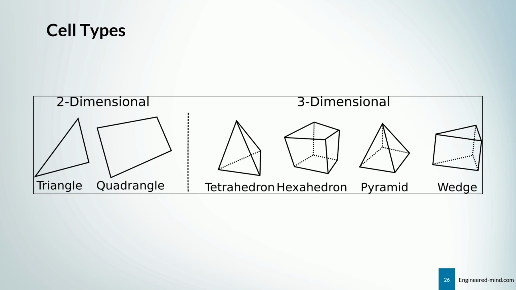Cell types available in the CFD analysis look as follows. We of course have 2-dimensional elements like the triangular elements and quadrangle elements, also known as tris and quads. And in case of a 3-dimensional simulation, we have the tetrahedrons, also known as tet elements. We have the hexahedrons, also known as the hex elements. We have pyramids and also wedge elements.